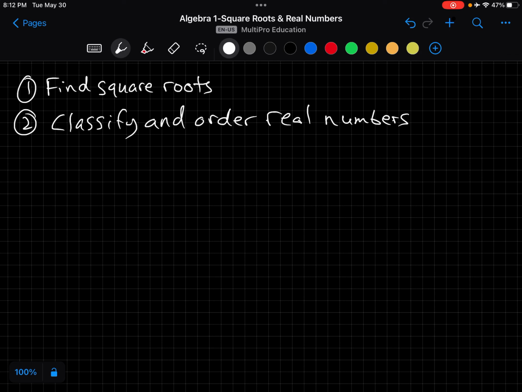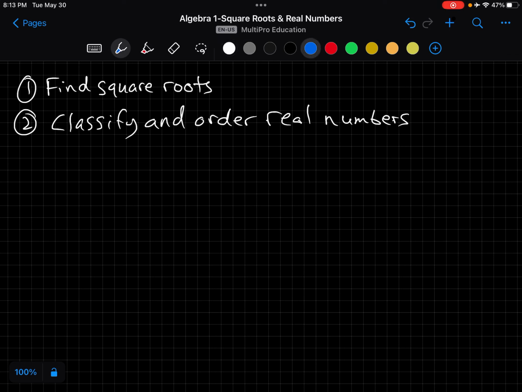And the second thing is we're going to classify and order real numbers. Not fake numbers, but real numbers. And we'll see what that means today as well. We're going to have a lot of definitions today, so hope you can keep up. If you can't, you can always pause and rewind. There's nothing wrong with that. And we're going to make sure we break down things real simple so that way we can do this.